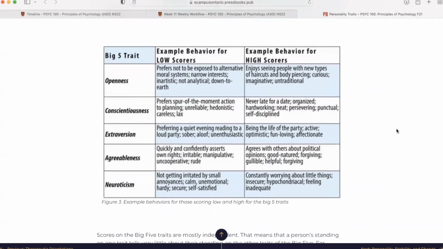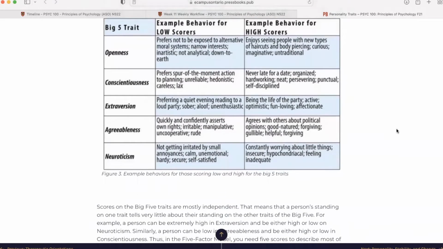An example for a low score in agreeableness would be quickly and confidently asserts own rights, irritable, manipulative, uncooperative, rude. And a high score for agreeableness agrees with others about political opinions, good-natured, forgiving, gullible, helpful. Did I mention forgiving? They have it twice.